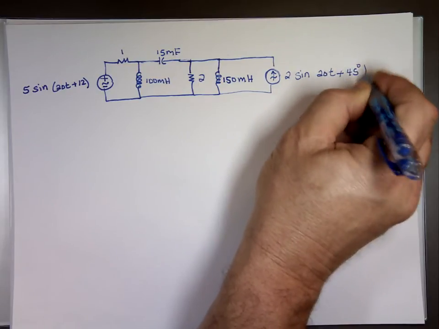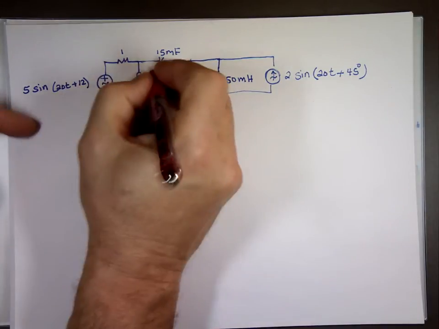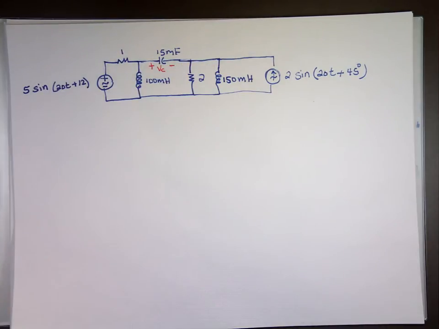Now something made me think about this for a second. I'll explain that. And the question is, find the voltage across the capacitor. What is VC? This is VC. Find that voltage.